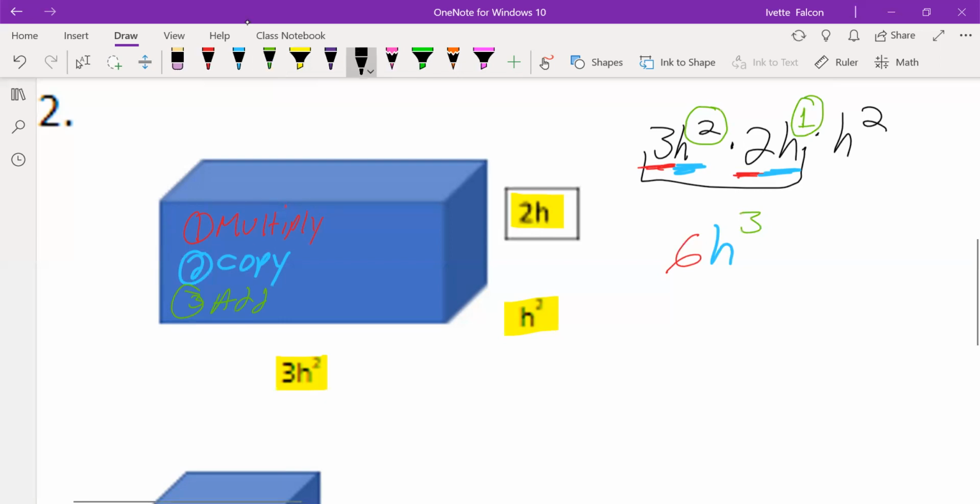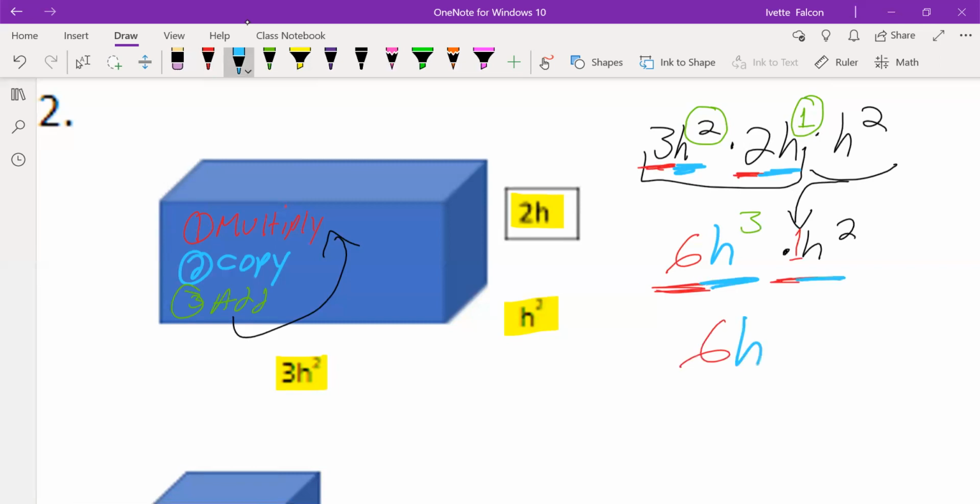And now that I've done that, I have an extra times h to the power of 2. So now I have to bring it down. So times h to the power of 2. And I'm gonna go ahead and repeat the steps. So I'm gonna go back to step 1 and do 6 times. And in this case, again, I don't have a number, but we assume it's the number 1. So 6 times 1, that's gonna give me the number 6. Then you're gonna copy the letter, which is the letter h, and you're gonna add your exponents. 3 plus 2, that's gonna give you the number 5. So this would be my volume.